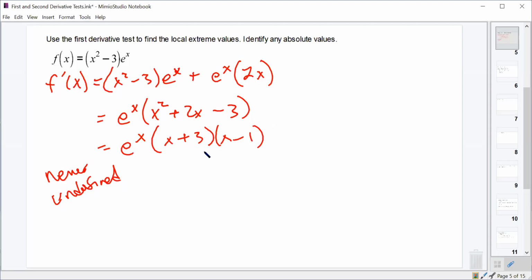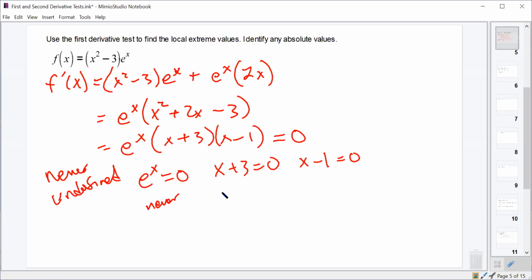And then when does it equal 0? Well, when any piece of it equals 0. It's 3 different pieces. If this one was 0, it'd be 0 times some stuff, which would be 0. Or if this one was 0, it'd be 0 times some other stuff, which would be 0. And same with the last one. So when does e to the x equal 0? Never.